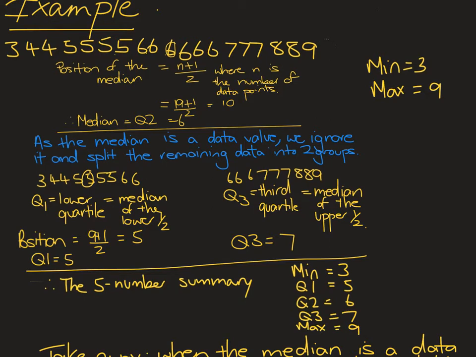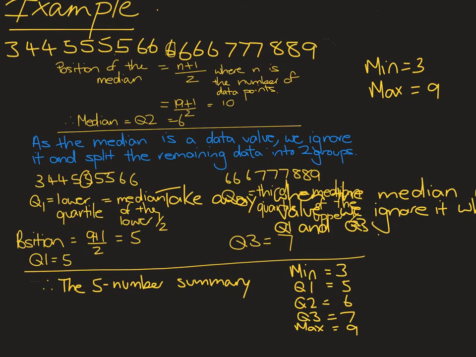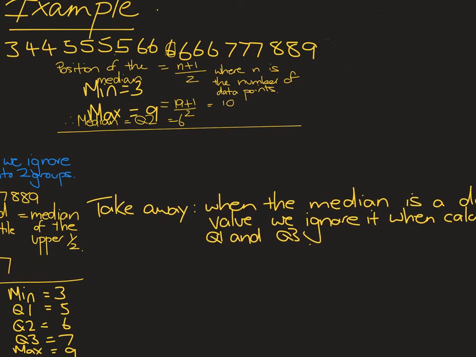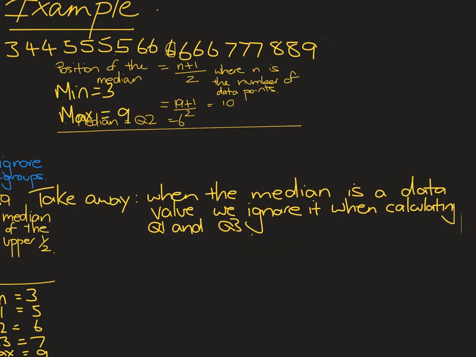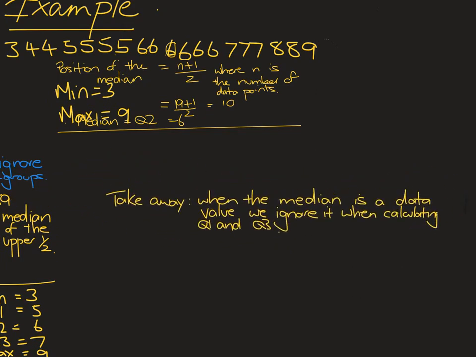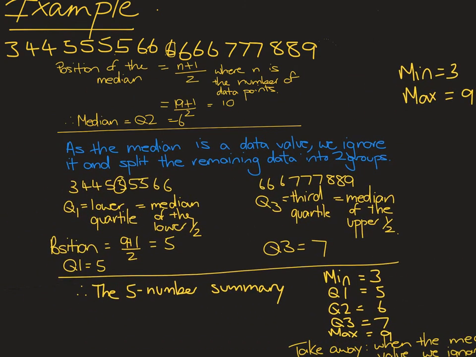So the takeaway message for this way of calculating the median is, got it written over here, that when the median is an actual value, we ignore it when calculating Q1 and Q3. Do remember that one, okay? He's going to disappear, but do remember that one.